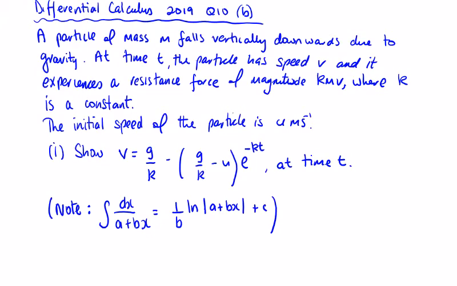Differential Calculus 2019, question 10b. A particle of mass m falls vertically downwards due to gravity. At time t, the particle has speed v, and it experiences a resistance force of magnitude kmv, where k is a constant. The initial speed is u. Show that v is equal to g over k minus (g over k minus u) times e to the power of minus kt at time t.